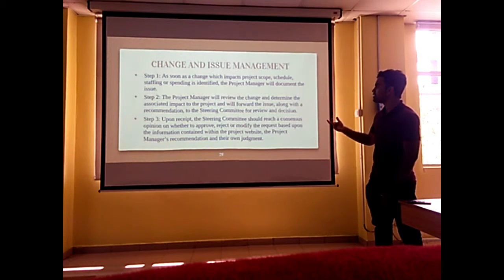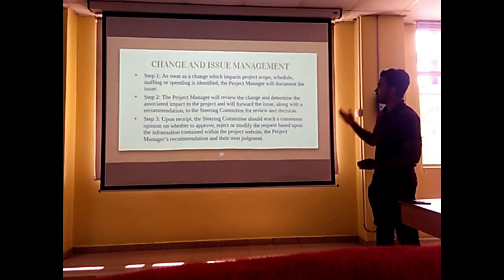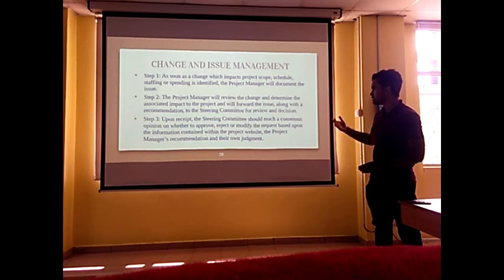change and issue management. There are several steps to be taken. The first step is as soon as change which impacts project scope, schedule is identified, the project manager will document the issue. Next is the project manager will review the change and determine the associated impact to the project and will forward the issue to the steering committee for review and decision. Next is upon receipt, the steering committee should reach a consensus opinion on whether to approve the request or reject, modify based upon the information content within the project website, the project manager's recommendation, and their own judgment.